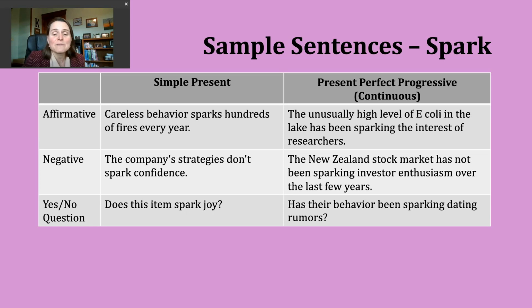Now let's talk about making negative sentences in the simple present. To do this, again, pay attention to your subject. If the subject is I, you, we, or they, use do not and then the base verb. If your subject is he, she, or it, then use does not and the base verb. You might also hear or see the contractions don't and doesn't. Let's take a look at another example. The company's strategies don't spark confidence. Okay, so here it's kind of like it's not creating that particular feeling. It's not beginning to make people have that particular feeling.